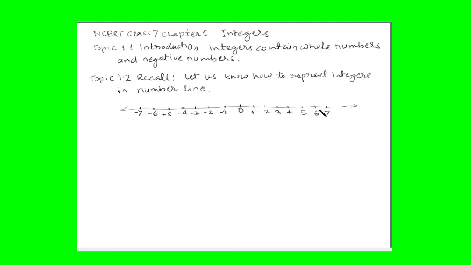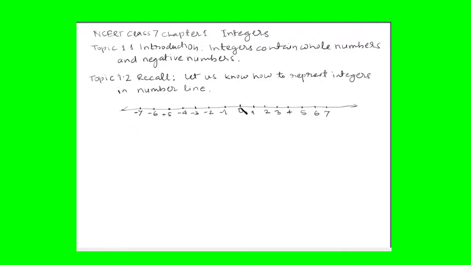Then at equal intervals of distance we have made the numbers 1, 2, 3, 4, 5, 6, 7 and this goes on. And on the left of 0 is minus 1, minus 2, minus 3, minus 4, minus 5, minus 6, minus 7 and this goes on.